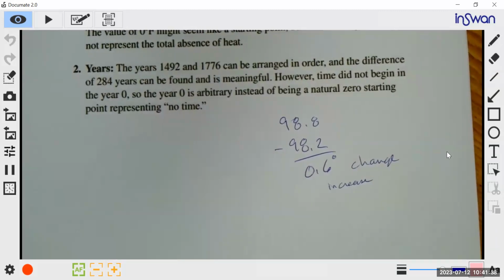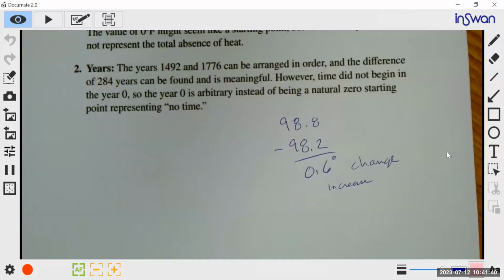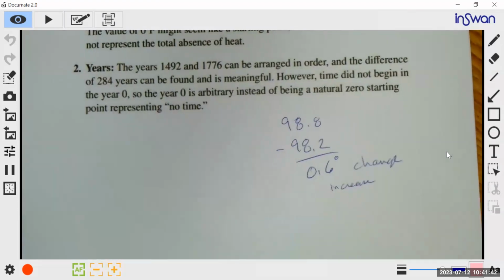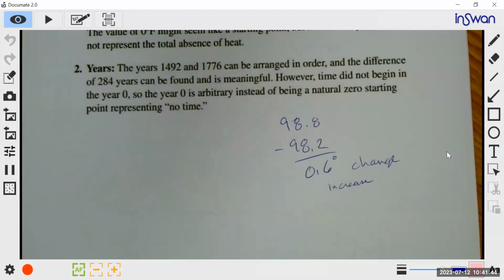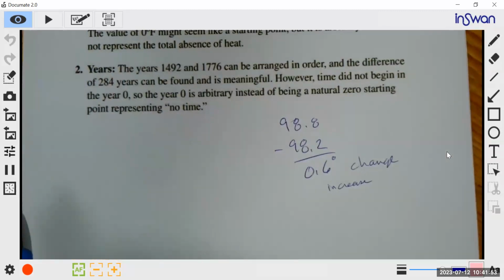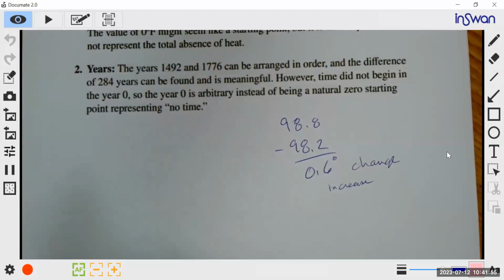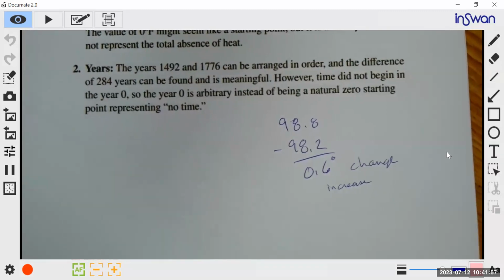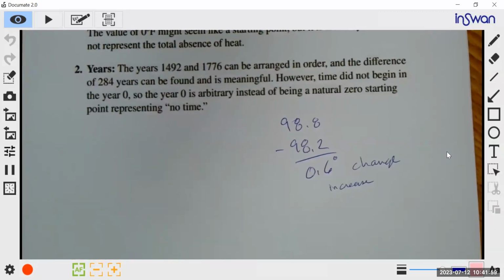And with years, we can figure out the number between years. Between 1776 and 1492, we can know exactly how many years. And it means something to us. So in interval data, yes, we can find differences, but the differences have a meaning. They have a purpose for taking the differences.